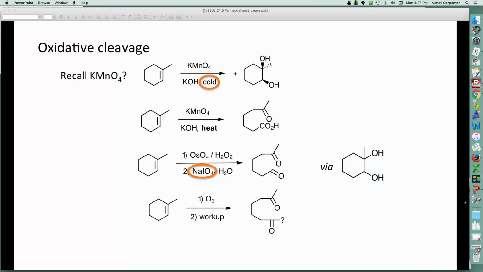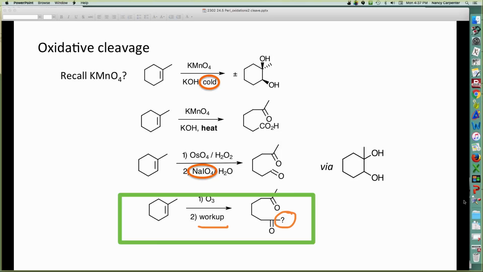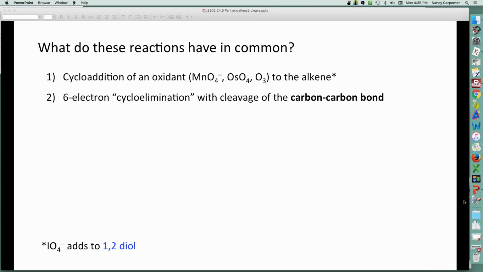Alright, finally, one more set of reagents for cleavage, and that's ozone. And what we want to point out here is that ozone gives you the flexibility of going to either the carboxylic acid or the aldehyde, depending upon what workup you use. So that's the whole big picture of oxidative cleavage. Now, this will be the last mini lecture, but let's look at the other two in some detail.